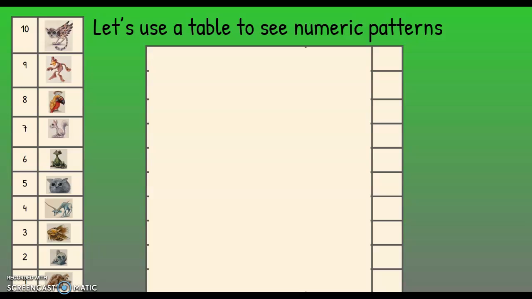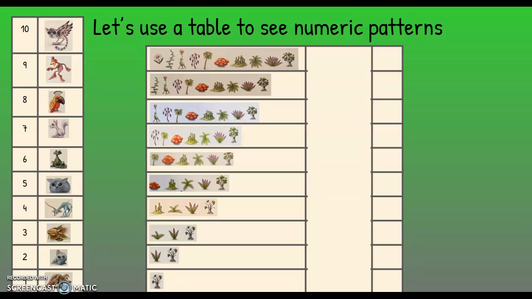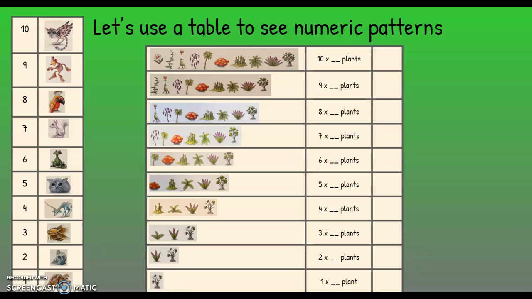I want us to stop and take a second and look at a table to see if we can figure out the numeric patterns. You can go ahead and pause the video here. Take a look at the animals, and I want you to think about what patterns are happening with the animals. Here's a pattern with the plants so far in Uno's garden. Go ahead and pause the video and talk about what you're noticing with the number of plants.